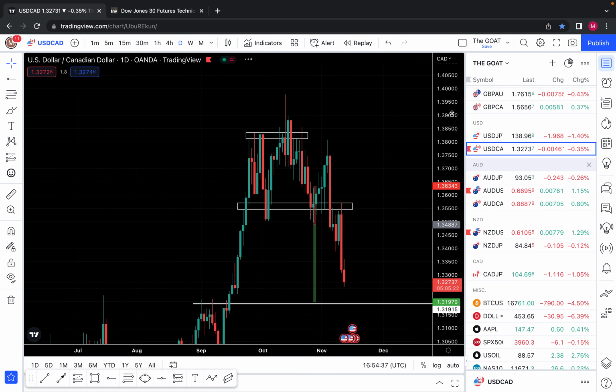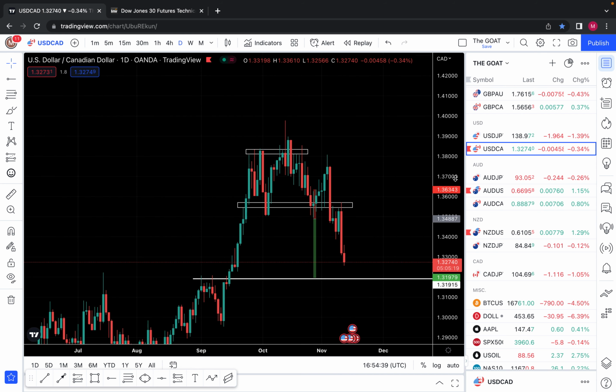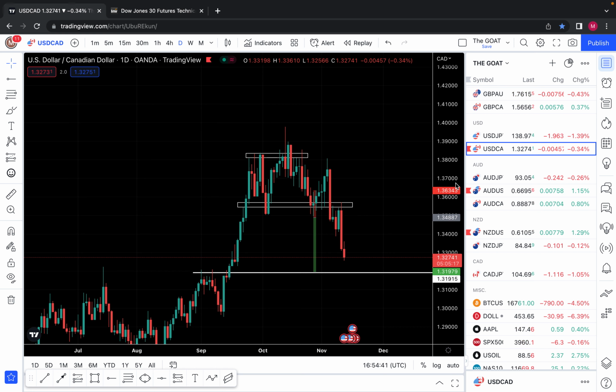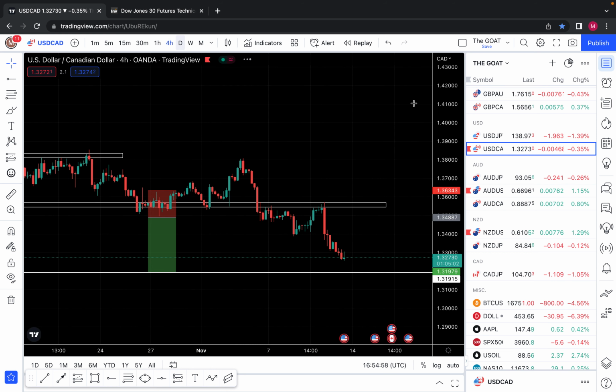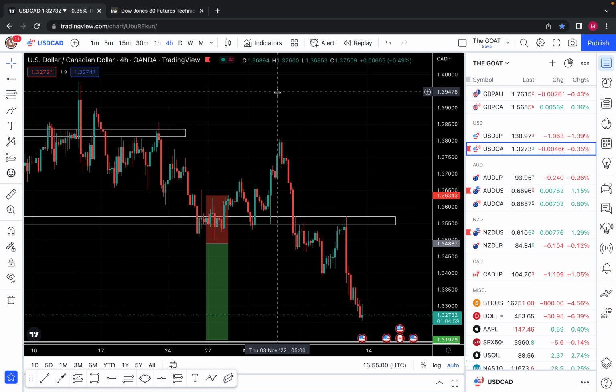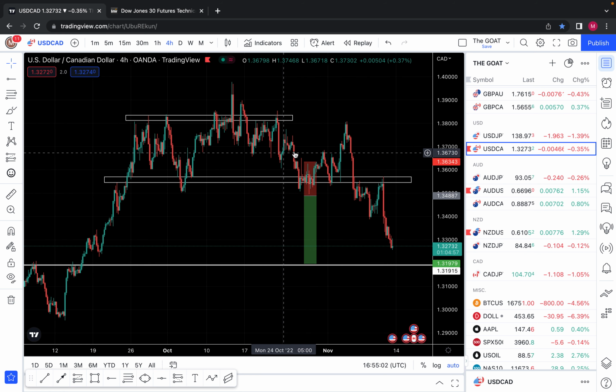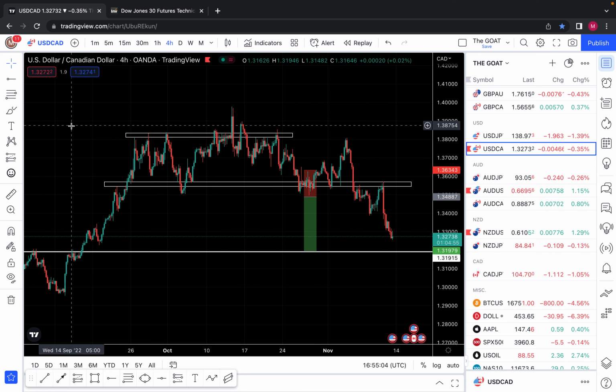So we go on the daily. You see how this comes down. Again, you see this big, huge engulfing wick come through the zone. But overall, it looks like a head and shoulders. Let's go to the 4 hour and see if we can see it a little more clear. Yeah. So look.